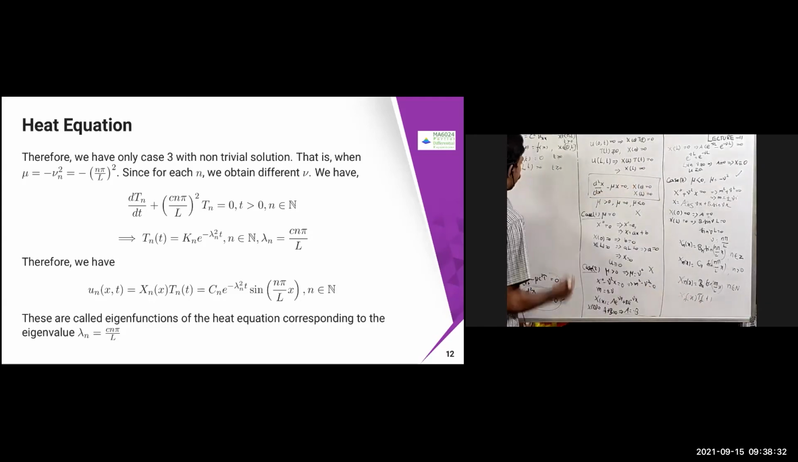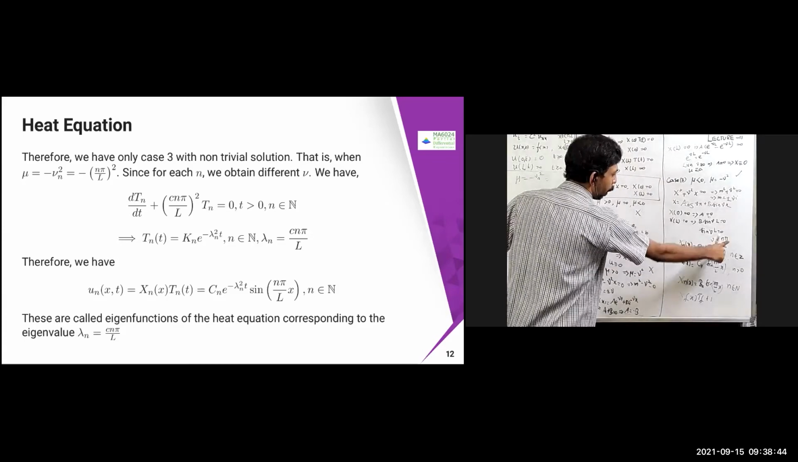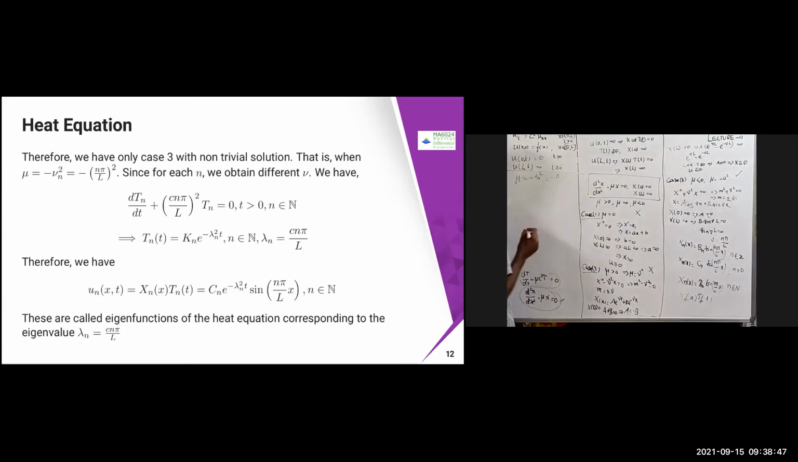So when nu is equal to minus mu1 square, and mu1 is nothing but n pi by L, it is going to become minus n pi by L whole square. So this problem is going to become dT by T minus, so this is n pi c by L whole square, into T.